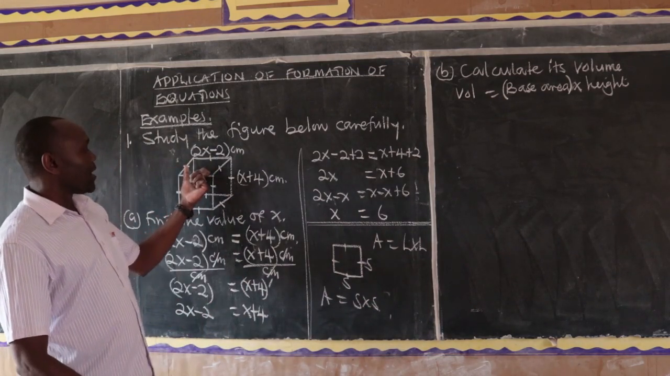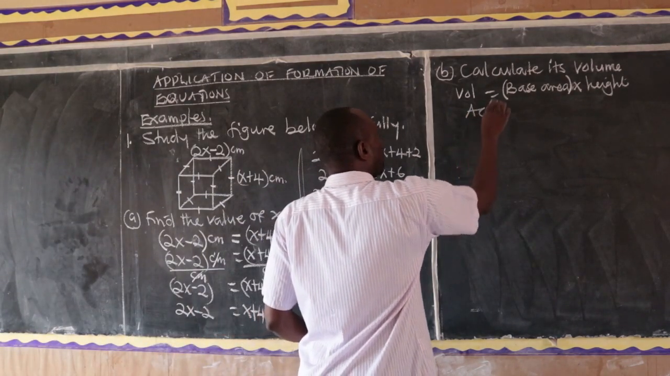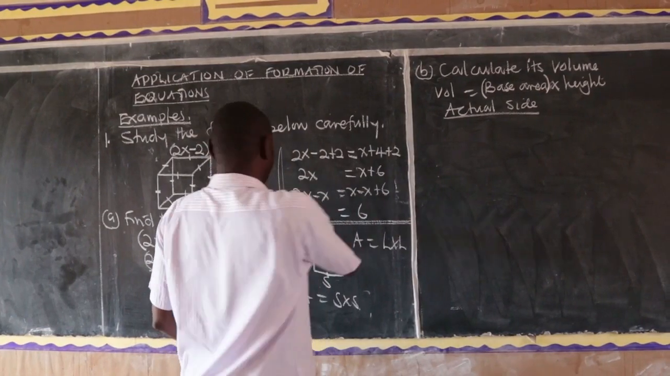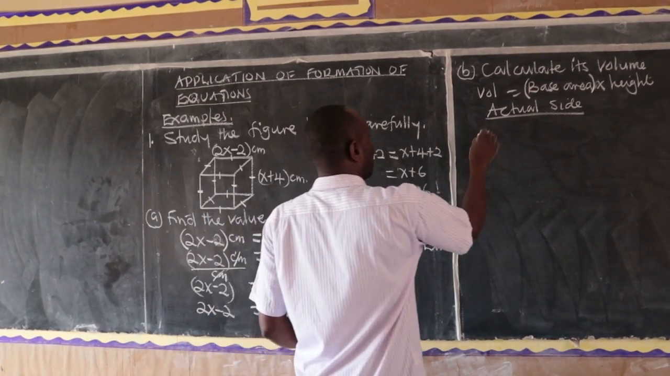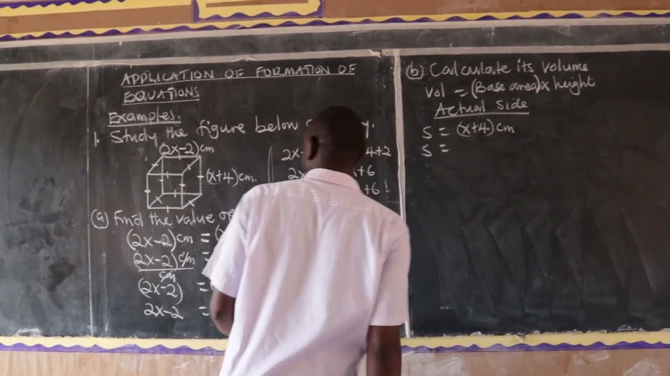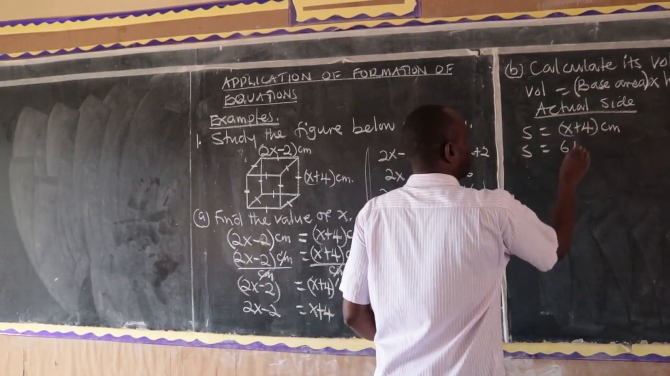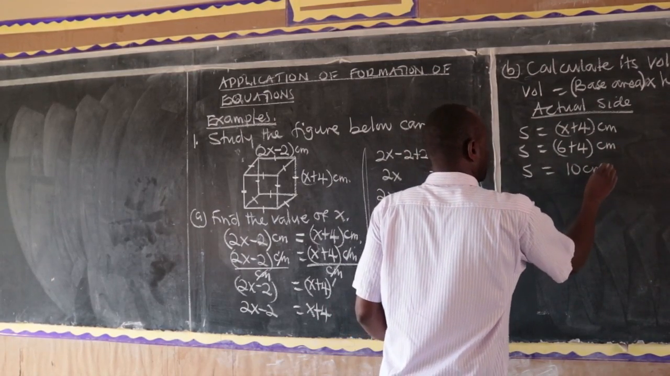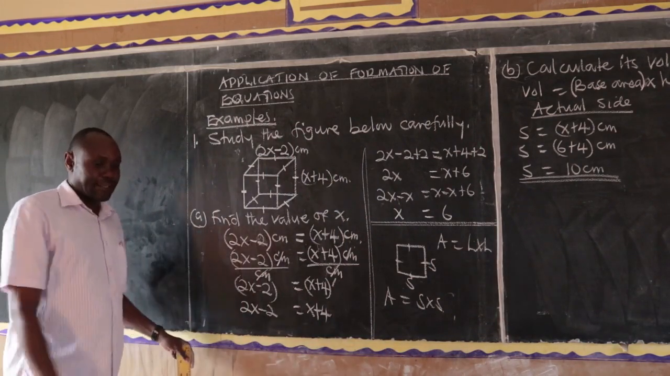Therefore, we go back to our figure. They have not given us the actual side. So we need first of all to look for the actual side. Pick the one which is simpler, since they are all the same. Children like always addition. So you can say the side is x plus 4 centimeters. So the side gives us, yes, the value of x is 6. That is 6 plus 4. So the side gives us what? 10 centimeters. That is the side.